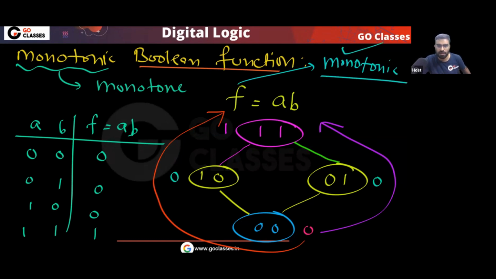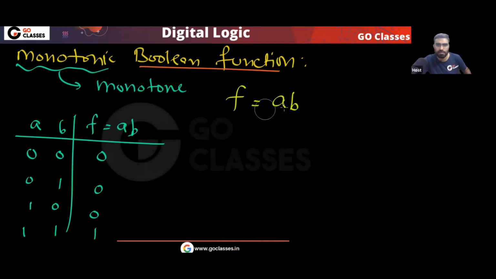Is this clear? Please let me know. Is this idea clear? What is a monotonic function? When can I say a function is monotonic? The definition is clear or not? Please tell me. So this was a simple definition.